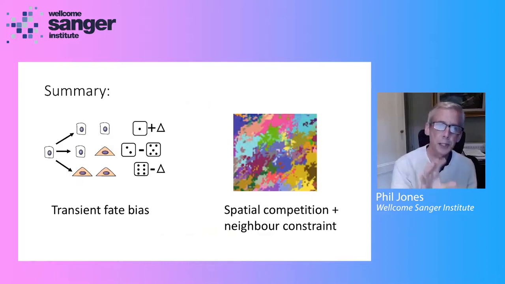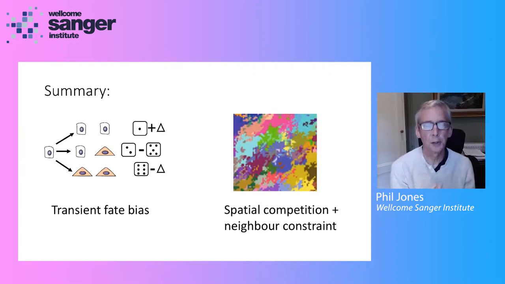So to summarize this part of the talk, mutations spread through normal tissues by transiently biasing normal progenitor cell fate towards producing excess dividing cells. But once the expanding clones that result collide with each other, there's spatial competition and eventually neighbor constraint, where clones of equal fitness are abutting and the cells within them revert towards homeostatic behavior.